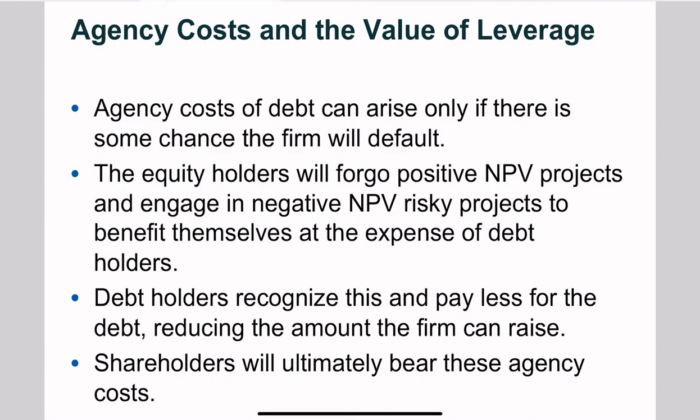So you can see that it seems like debt holders will be harmed and equity holders can benefit. But ultimately, debt holders understand this. So if they understand this, they will pay less for the debt. This means the firm will raise a smaller amount of money, and then shareholders will ultimately bear this agency cost.